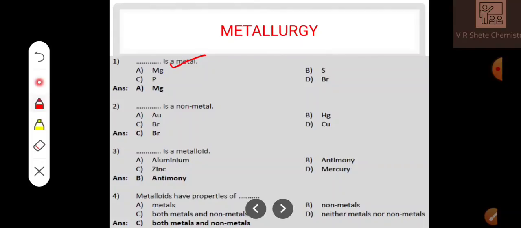Third one, metalloid. A metalloid means an element which shows both the properties of metals and non-metals. Aluminum is a metal, antimony is a metalloid, zinc is a metal, mercury is a metal. Fourth question, metalloids have properties of both metals and non-metals.